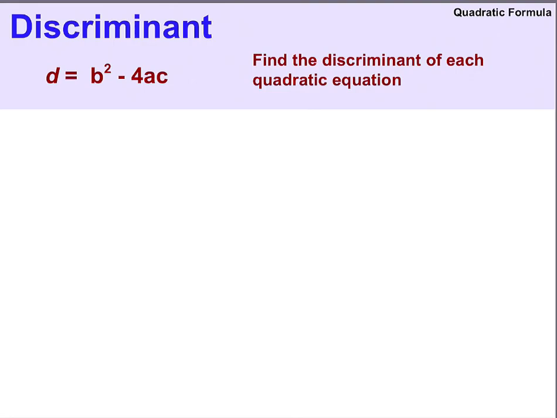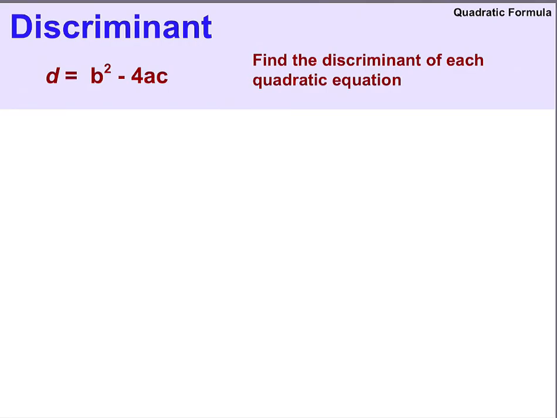Video is about the discriminant and what we can use it for. So the discriminant is a number that describes a quadratic equation or function. There's a very short little formula for it. The discriminant, which I'm going to call d, is equal to b squared minus 4ac.